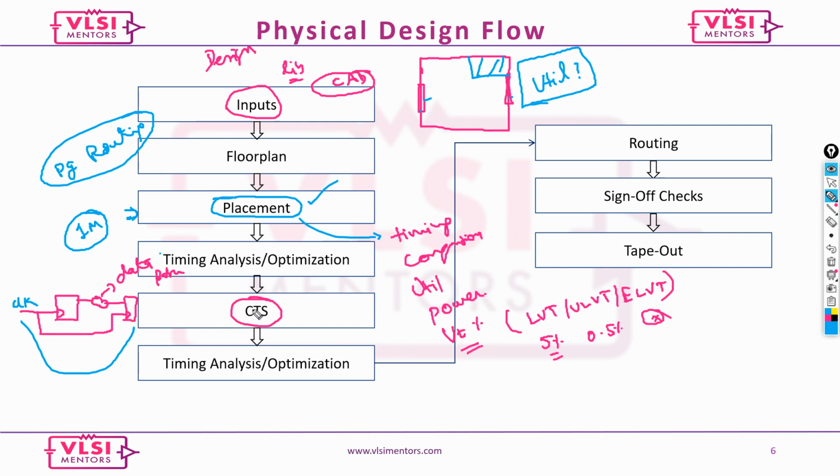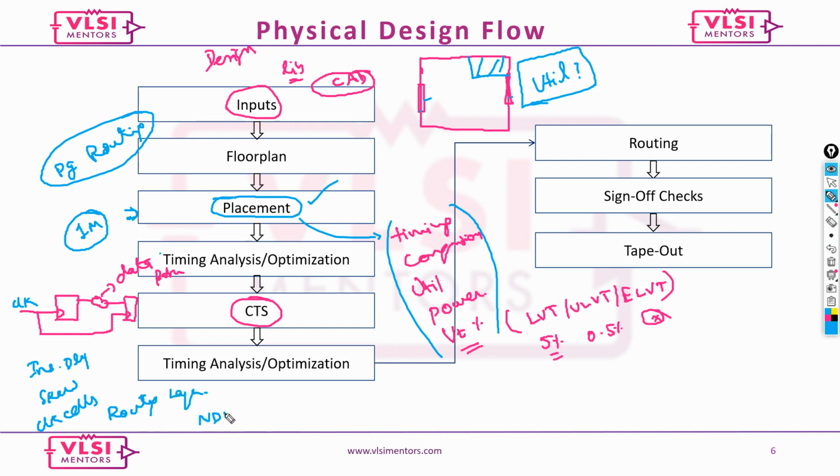Now, during the CTS stage, we go and build the complete clock tree. Now, there are certain targets, like how we have them for placement. When it comes to CTS, you have to give certain specifications: insertion delay, and then your skew, and what kind of cells you are going to use for clock tree building, and then what kind of routing layers, and then routing rules.